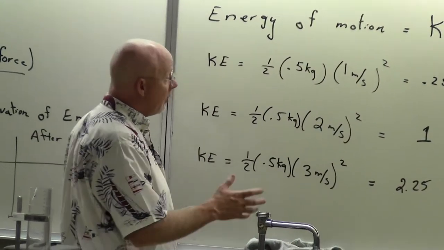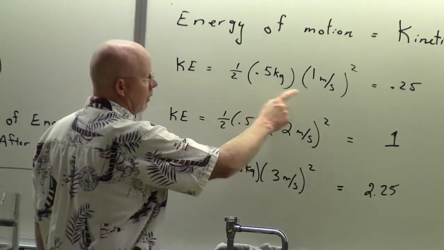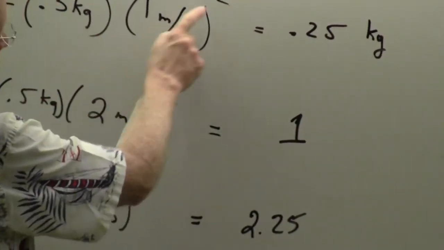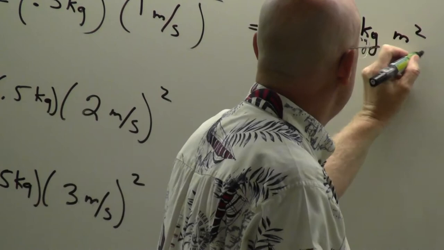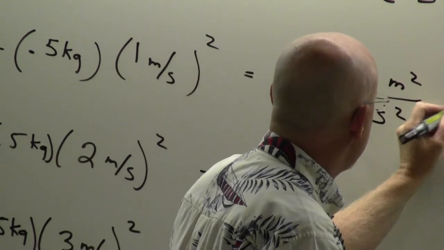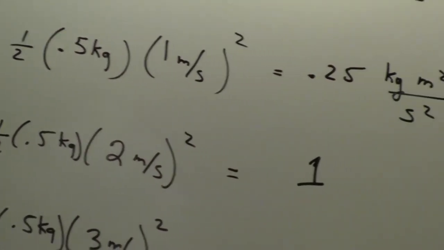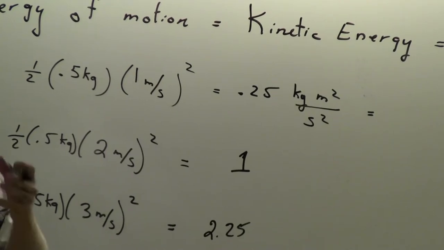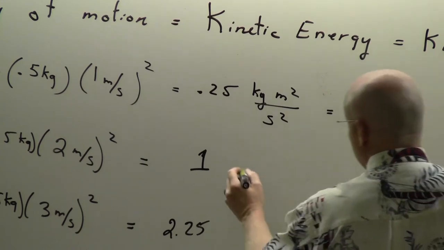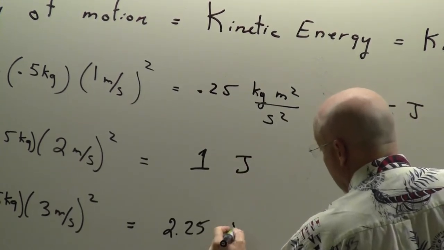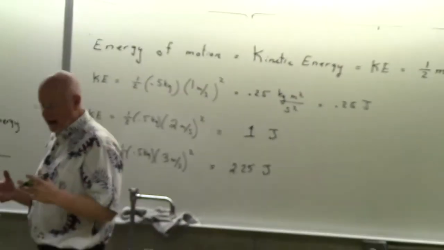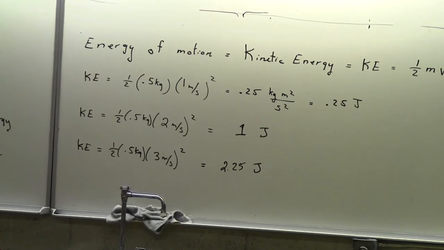Now, let me also point out the units. If you look at the units, this would be kilograms, and over here we would have meters squared, and over here seconds squared. We mentioned this a few moments ago. This is our new unit for today. It's called a joule. So this is 0.25 joules. This would be 1 joule. And this would be 2.25 joules. So we would say that this car has an energy, and we would label it in joules.